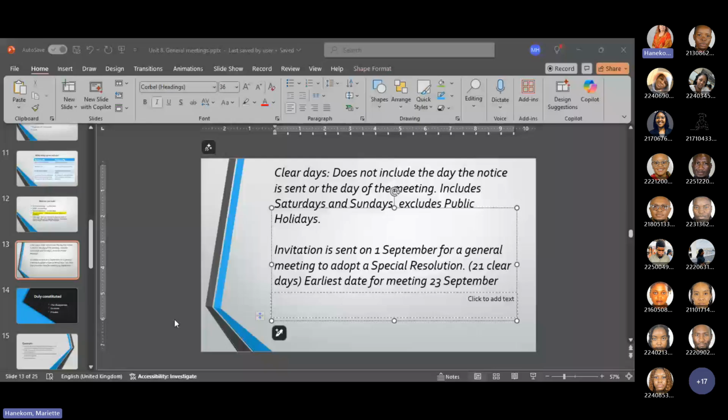In practice, companies never send out notices to meetings at such precise dates. If they have to give 21 days notice, they'll probably give a month's notice or something like that, just to make sure that there's no confusion about the dates.